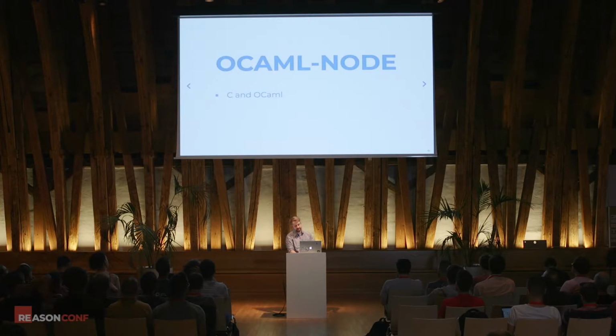So OCaml Node is built using C and OCaml. It uses N-API, the new API, which is really nice because OCaml's native API is C as well. So I didn't have to go through the hassle of using C++ and C, trying to merge C++ and C. It's not that easy. It uses JBuilder to build OCaml, or Dune. I'm not sure whether it's the right name.